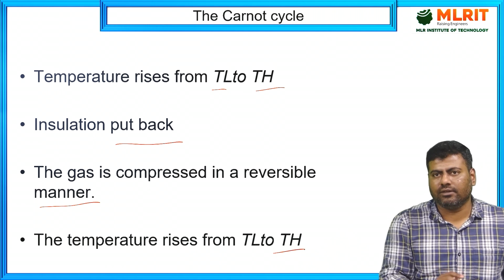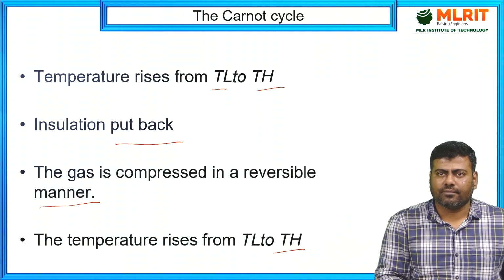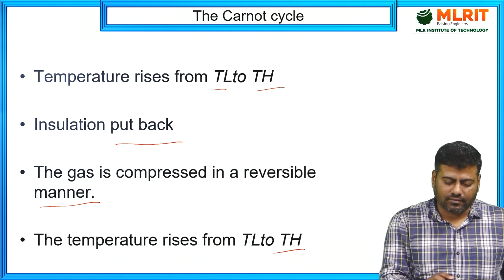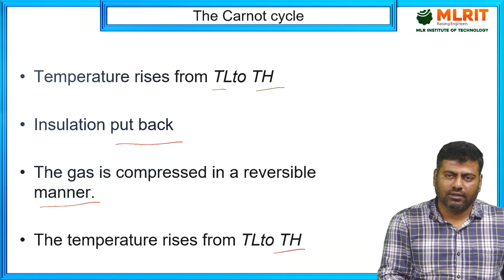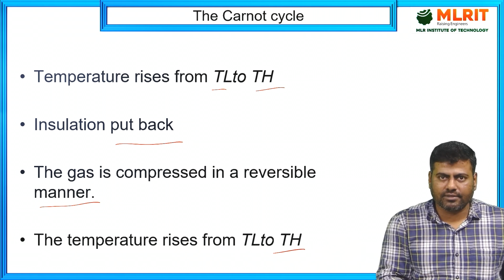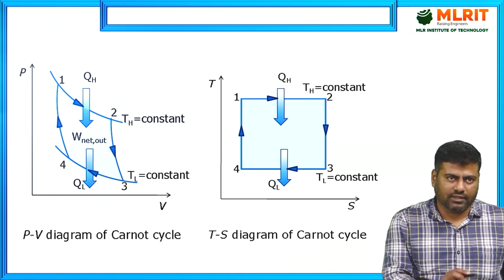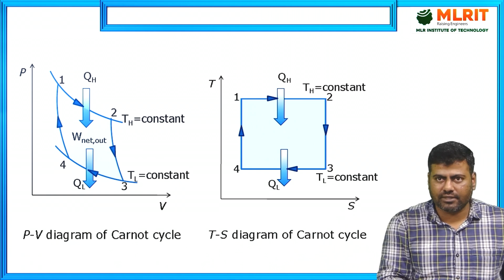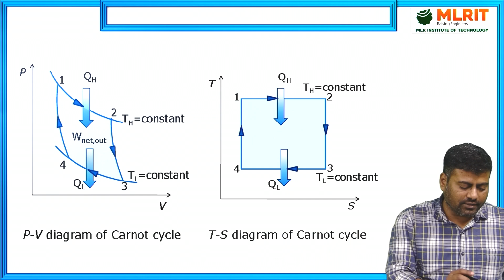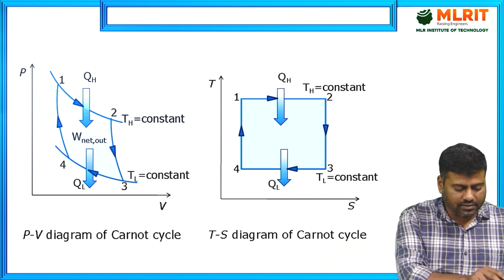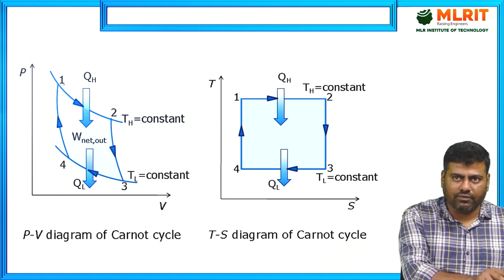Again, it reaches the source temperature, right? So in this way, I assume the Carnot cyclic process. These are the four various processes we are having. With respect to the PV and TS diagram, I can mention it. Especially with respect to the TS diagram, the first process we started with is the power stroke, 1 to 2.